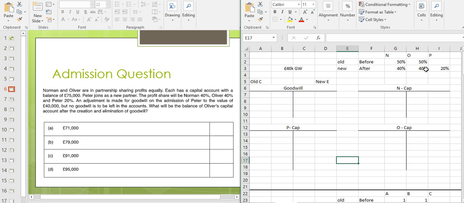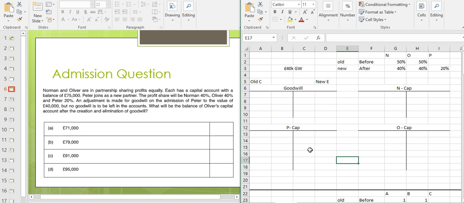Okay, goodwill, we have £40,000 of goodwill. So we have a goodwill account, and then we have 3 capital accounts, 1 for each partner, and goodwill is accounted for in here, as well as each capital account, and I'll show you exactly what you need to do.